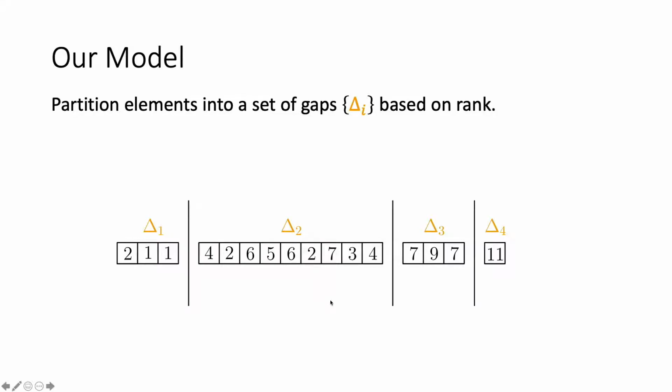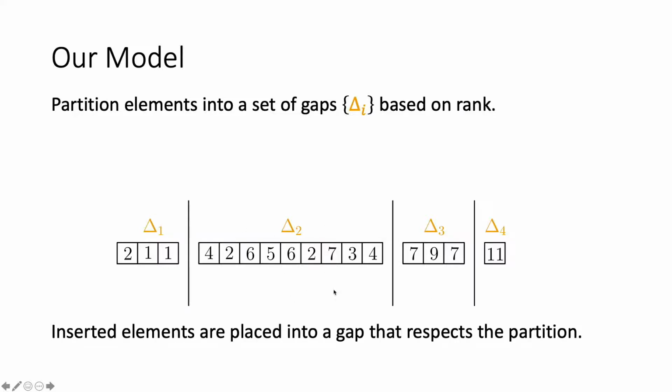We'll partition elements into a set of gaps based on rank, or key order, essentially. All the elements in delta 1 are less than the elements in delta 2, which are less than or equal to the elements in delta 3, and so on and so forth. And we can consider how this changes with dynamic operations. When we insert an element, we just need to put it in a place that respects the partition. So if we insert 8, it's going to fall in this gap delta 3.